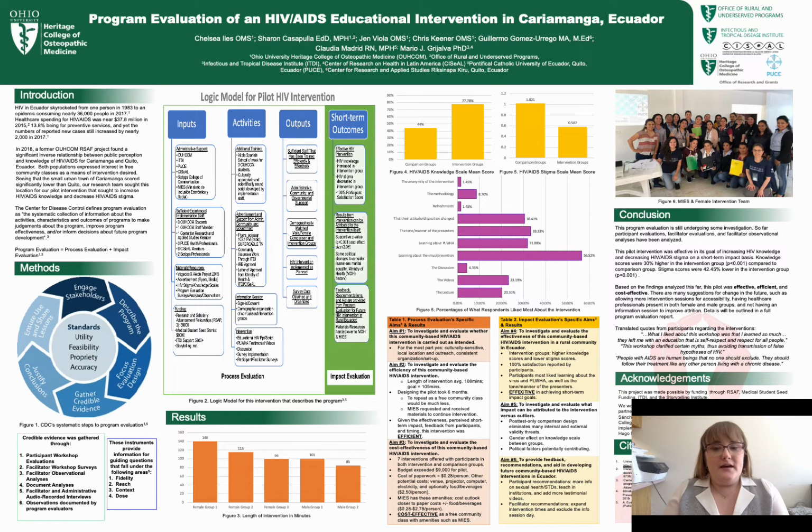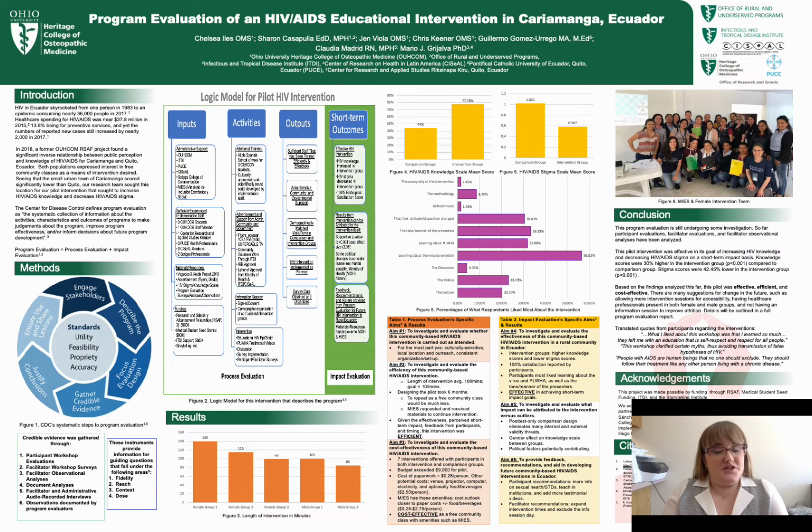Aim number 5, the impact that could be attributed to the intervention versus outliers. A post-test comparison design did eliminate many internal and external validity threats. However, there were still limitations, one of which was with our demographics. We were unbalanced by age, in which most participants were 30 years old or younger. 2 questions on the stigma scale were also mistranslated and resulted in more missed responses in both groups.